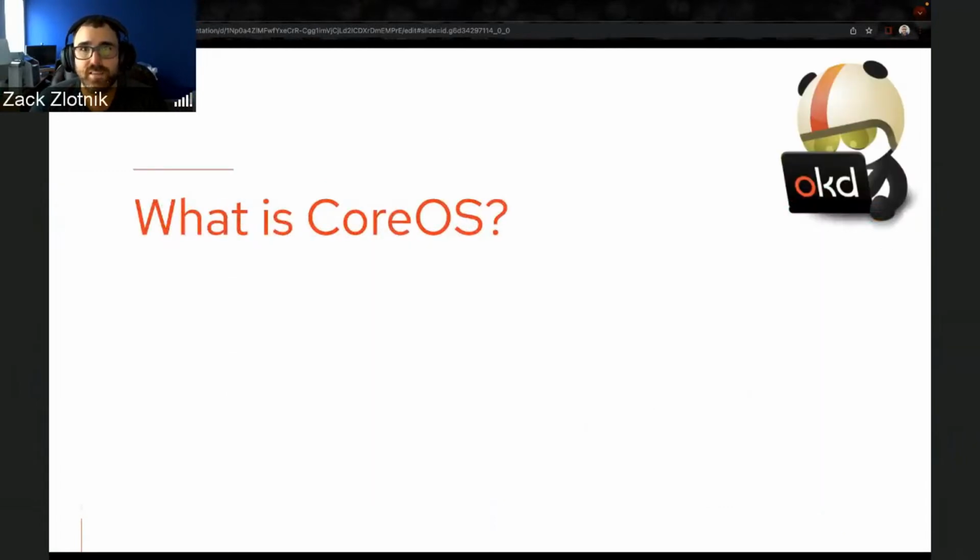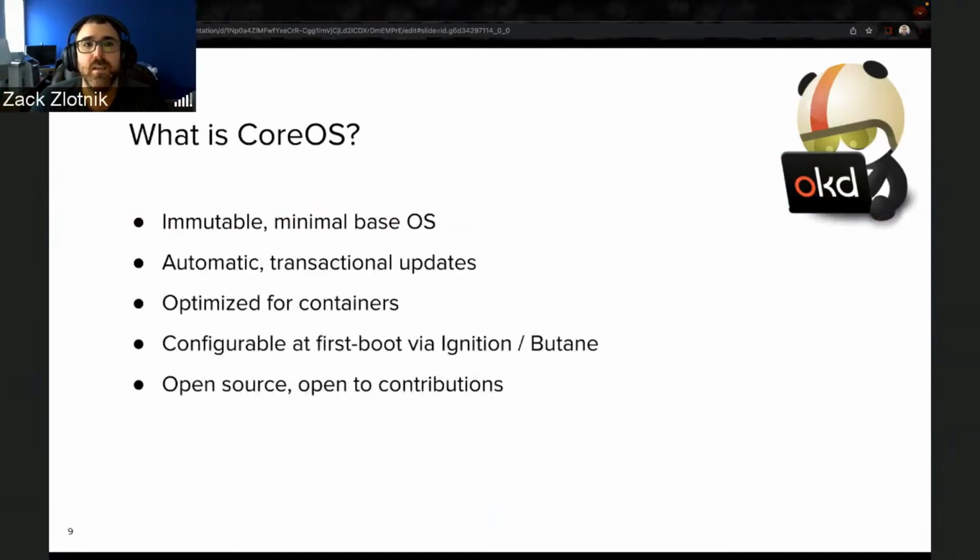What is CoreOS? In summary, CoreOS is a minimal operating system designed to only have the bare minimum required for running containerized workloads. Operating system updates get applied automatically on a transactional basis, meaning that one can roll back to a previous known good state should something go awry. The base operating system itself comes with popular container tools such as Podman, Skopeo, and CRI-O.